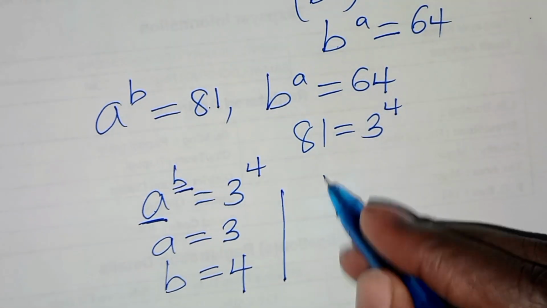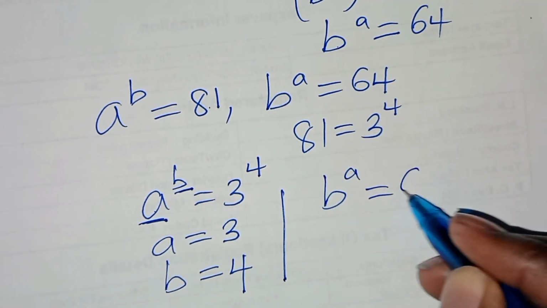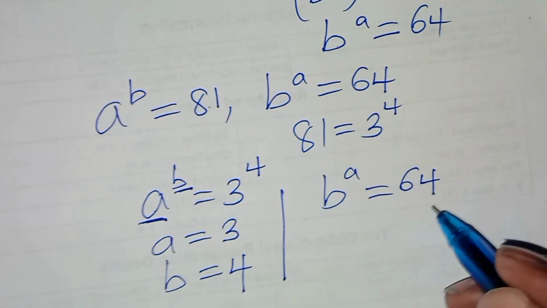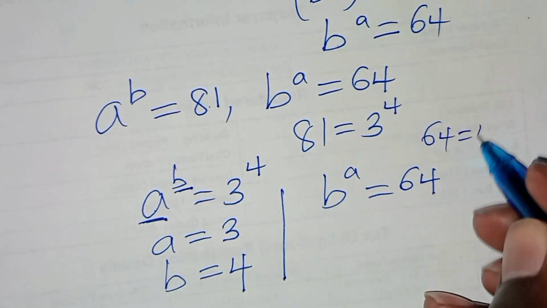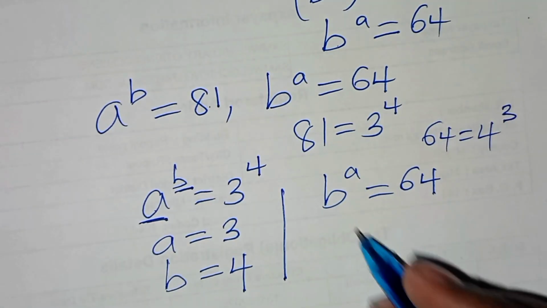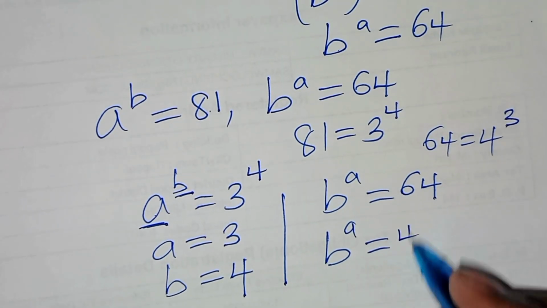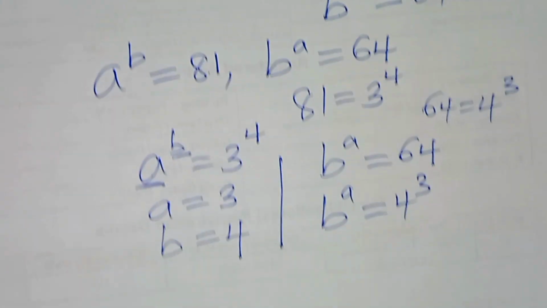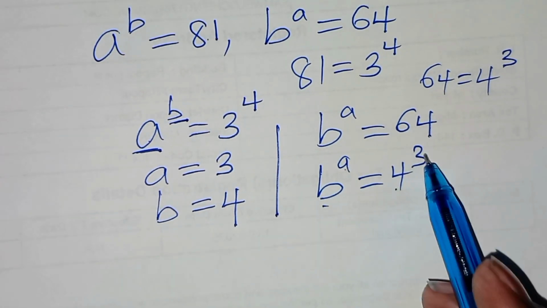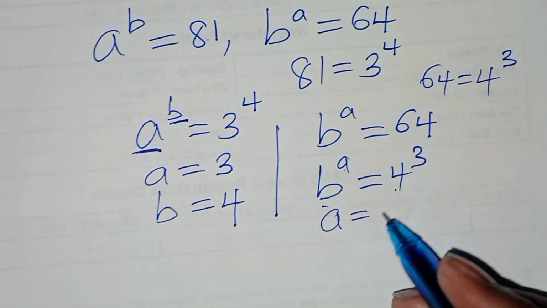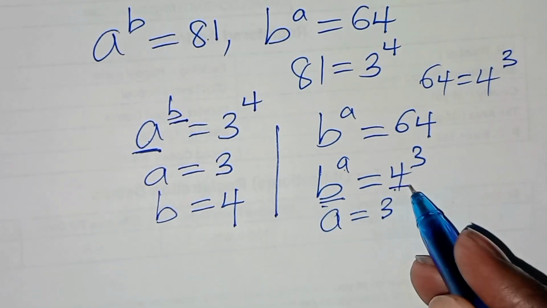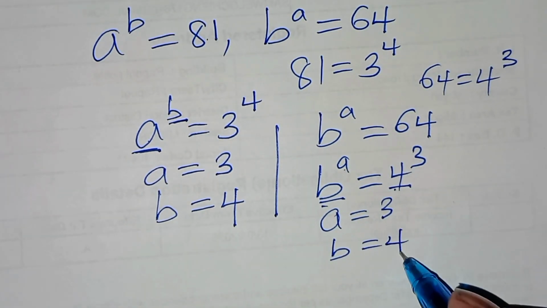And we have that b to power a is equal to 64. Now we can express 64 as 4 to power 3. So again here we have b to power a is equal to 4 to power 3. So comparing the bases and the powers, we have that a is equal to 3 and b is equal to 4.